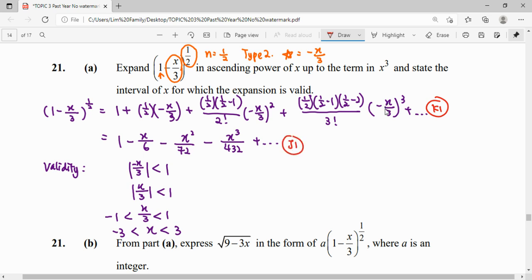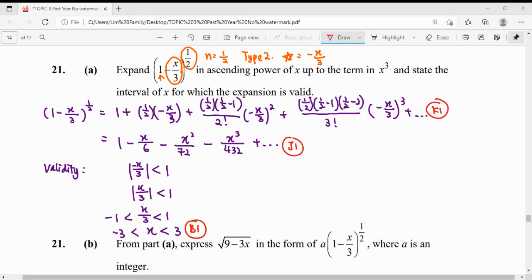And then we find the validity of x for this expansion to be valid. It means that for the next part of this question, when you want to substitute any value of x, it must be between -3 and 3. Then only this expansion is valid.